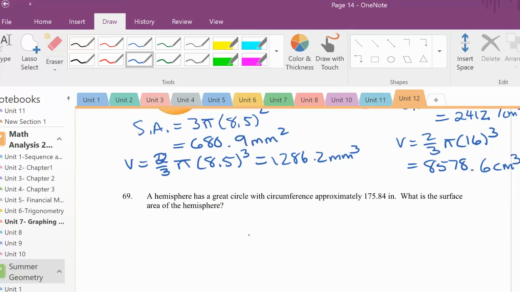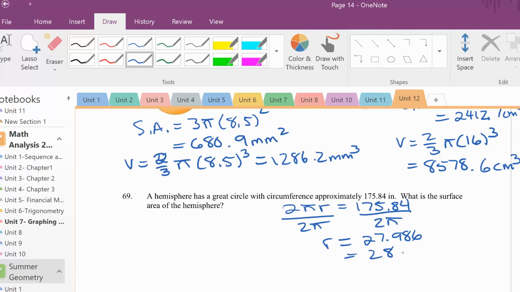A hemisphere has a great circle with a circumference approximately 175.84 inches. What is the surface area? So in order to do that, you need to find the radius. So 2 pi r is equal to 175.84. So divide by 2 pi, and the radius is equal to 27.986, which means we'll make it 28.